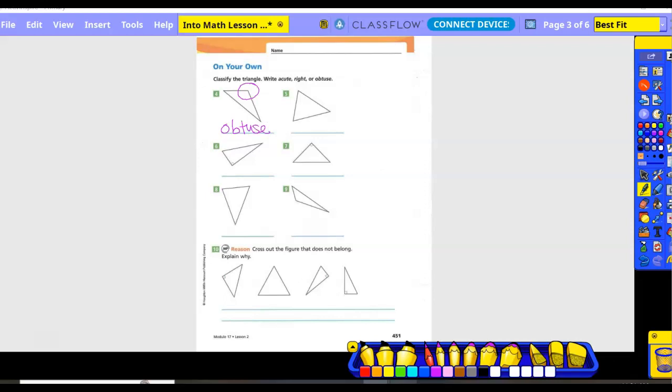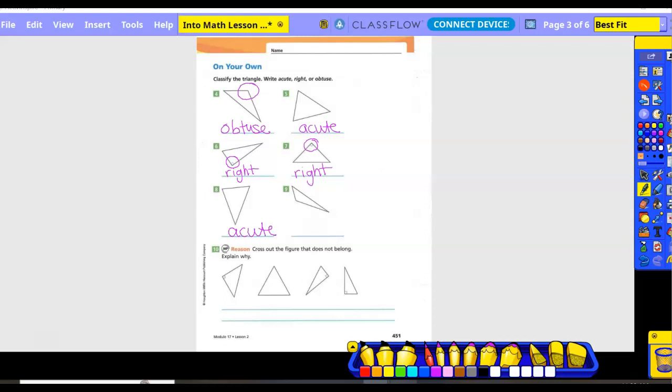Number five, what angle am I looking at? Any of them, right? Because they're all acute. Number six, am I looking at the top left, top right, or the bottom? Bottom. And that tells me it's a right triangle, right? Number seven, am I looking at the left, the top, or the right? The top. And that tells me it's what kind of triangle? Right. Next triangle, what angle am I looking at? Left, right, bottom. Any of them, right? They're all what? Acute.